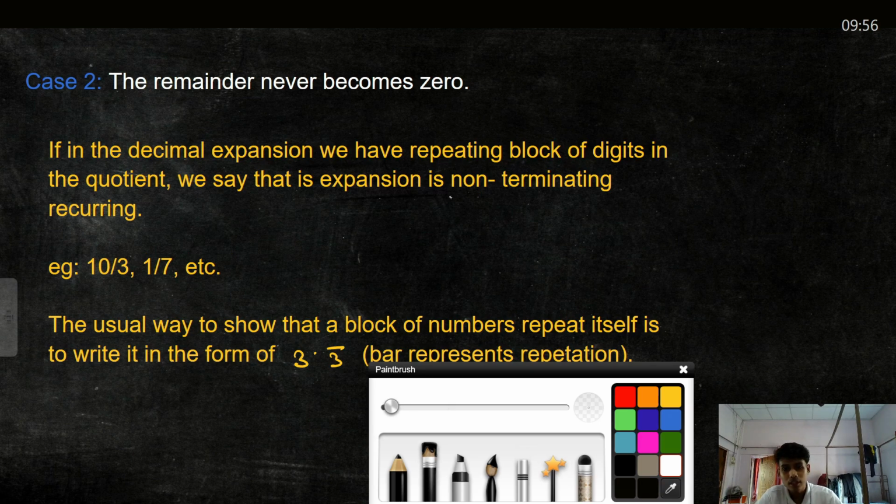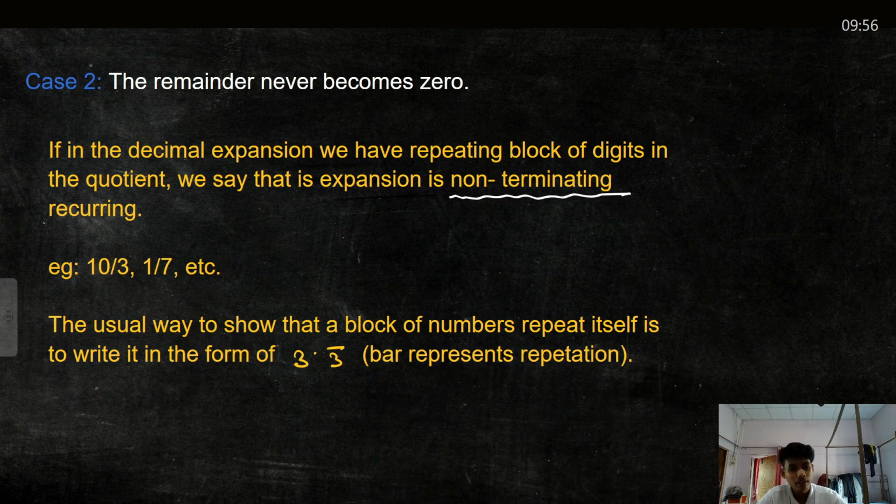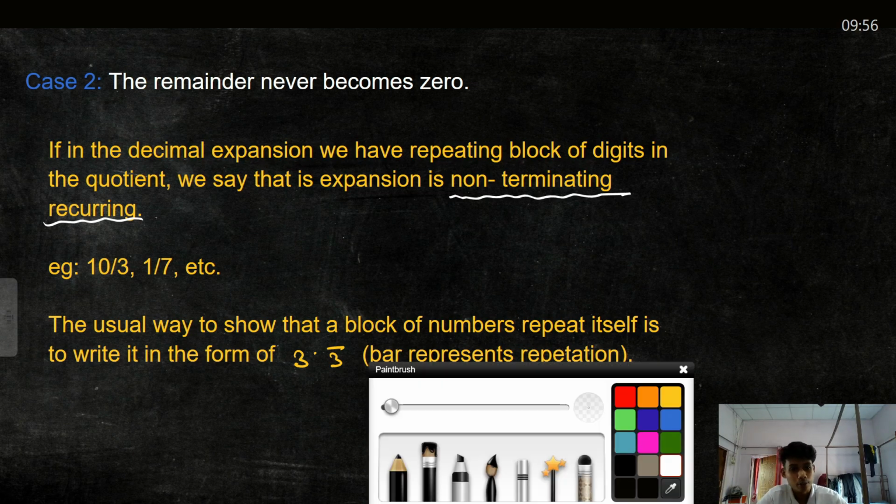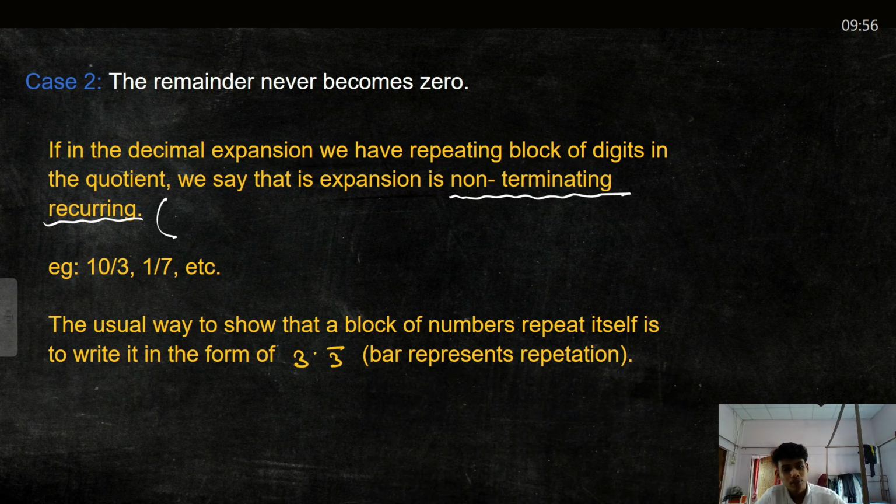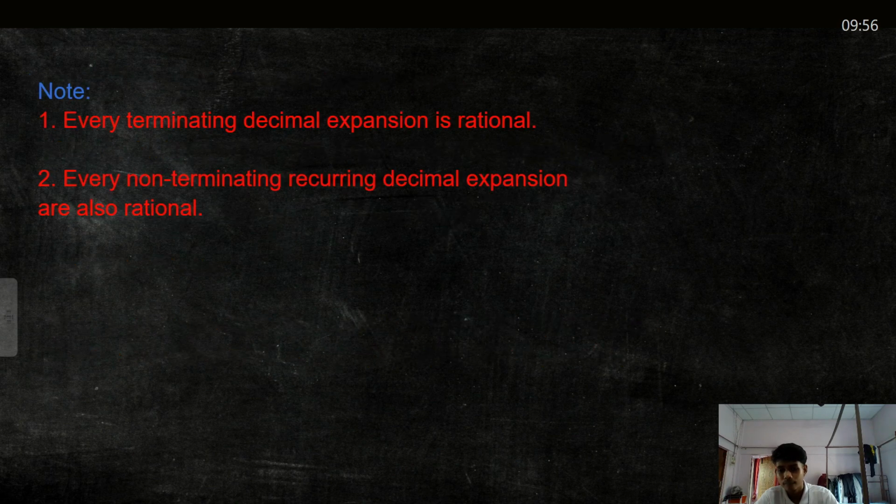It is called non-terminating recurring. Now you might wonder, what does recurring mean? Recurring simply means repeating. Recurring is equal to repeating. Okay, let's see another example of this case.